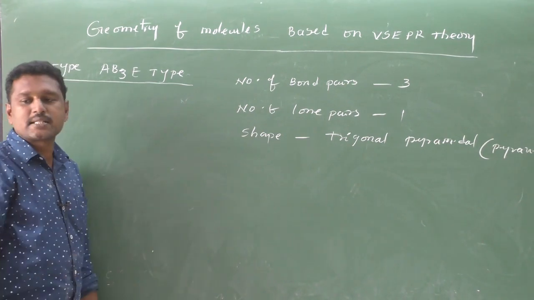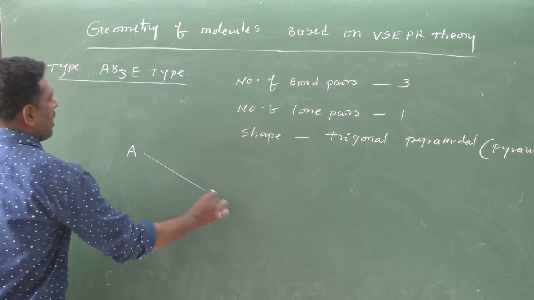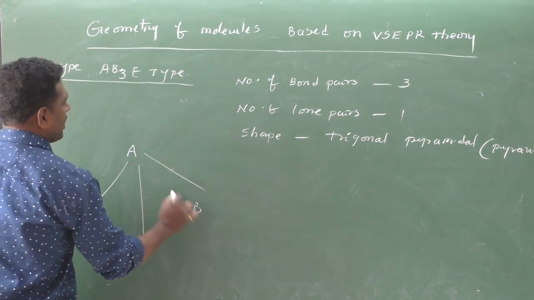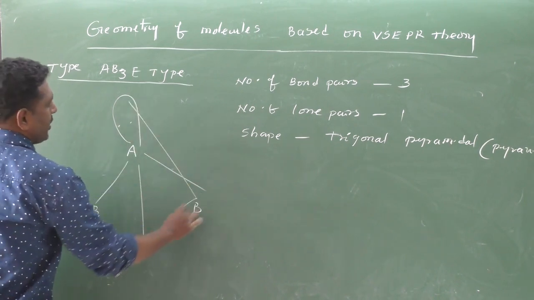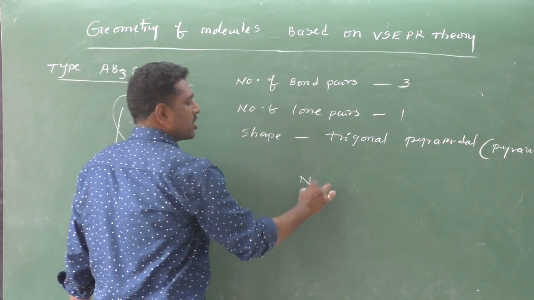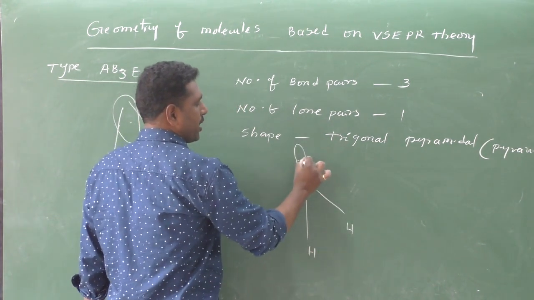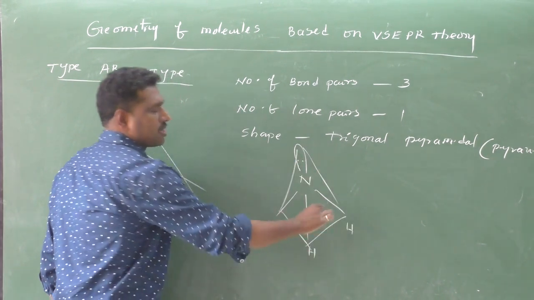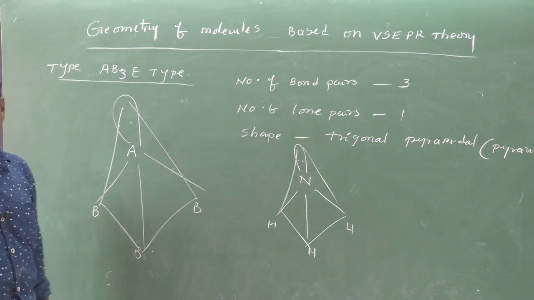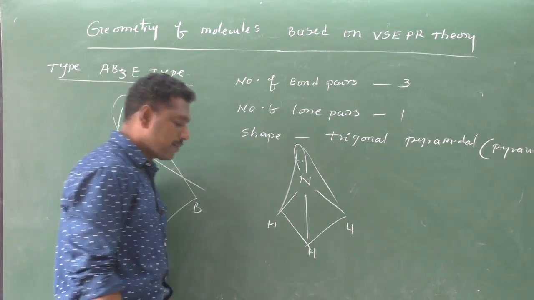So how can you draw the structure? Here this is A, B here, and this is the lone pair like this. This is the structure. The ammonia structure is also like this. This is the lone pair, so this is the structure of ammonia. After that, I will take one more example.